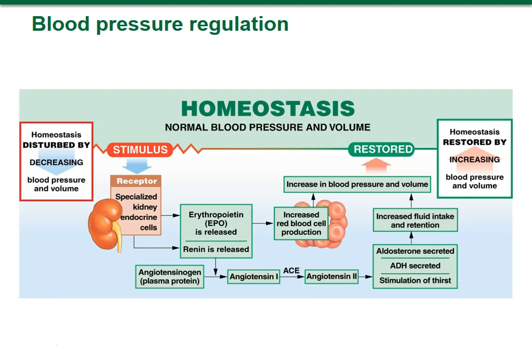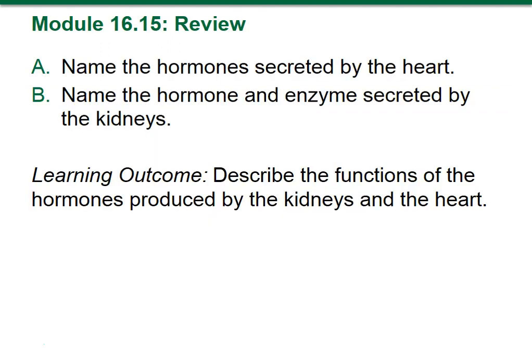Now, one thing we haven't talked a lot about is when renin is released, it causes angiotensinogen to be released, which is causing angiotensin 1 to be converted to 2 in a process of chemical change, which is what causes aldosterone to be secreted and ADH to be secreted, and it stimulates you to be thirsty. And therefore you're going to drink a lot more fluid, and in the end you have more fluid intake and you have retention of the liquids, and therefore your blood pressure goes up. Okay?